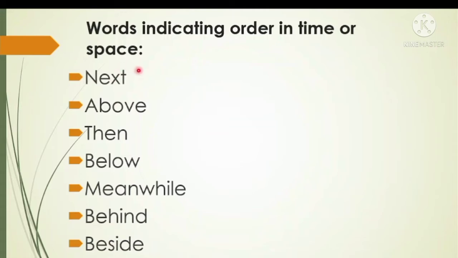Next one are words indicating order in time or space. Next, above, then, below, meanwhile, behind, and beside. Space order means writing about objects in the order of where they are located. When you are writing a description of how something looks or how to go somewhere, you need to use space order.